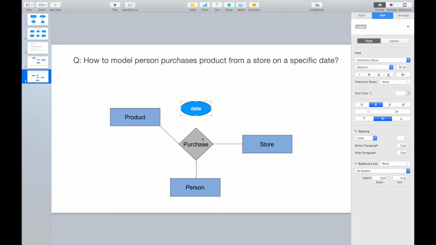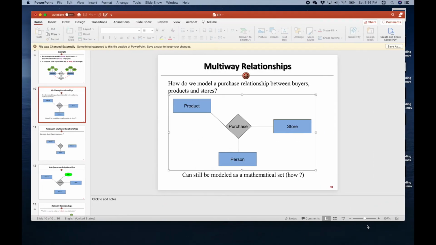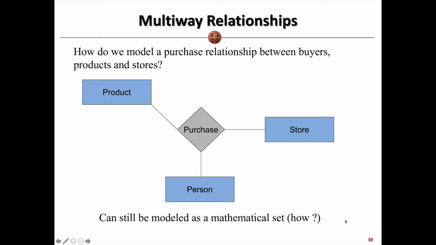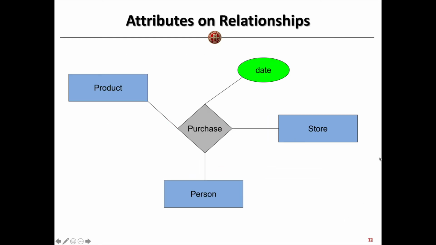We use this example to show you that besides the regular attributes we can attach to the entities, we can also attach attributes to the relationships as well. For example, as shown here, a person buys a product from a store on a specific date. We can denote this date as an attribute to the purchase, this multi-way relationship.